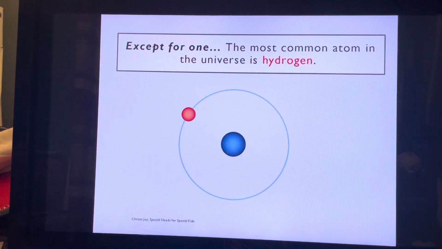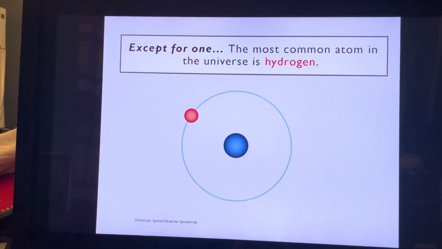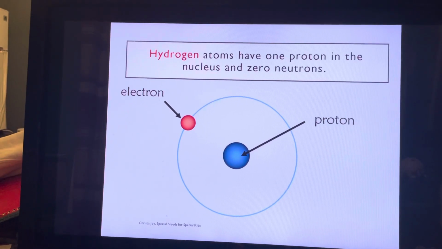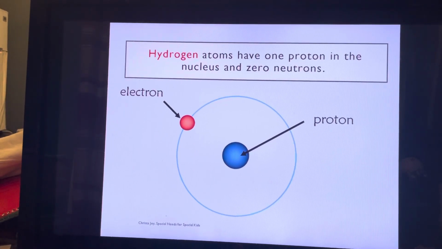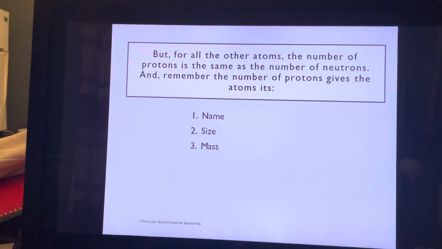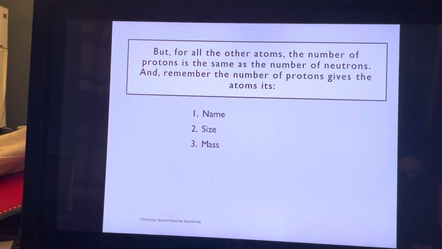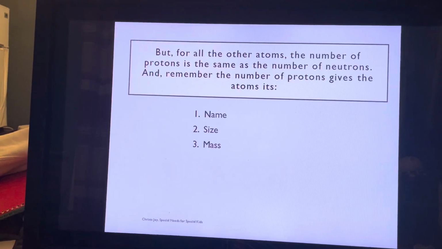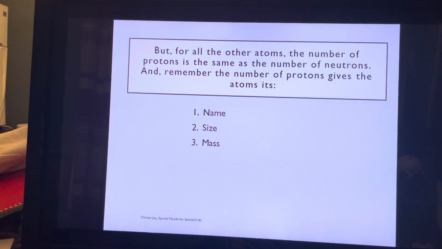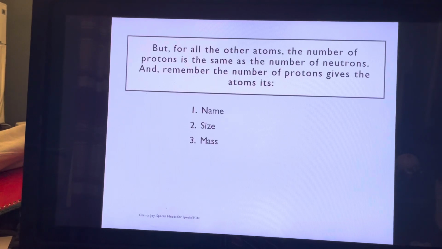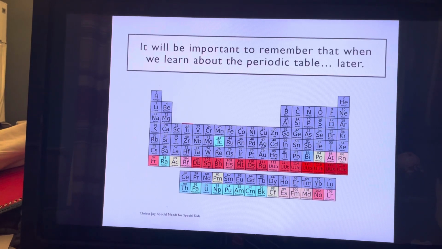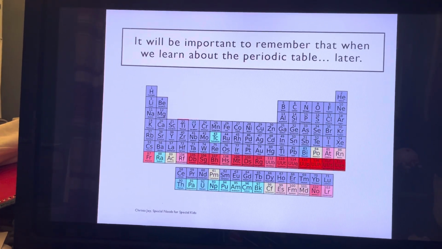Except for one, the most common atom in the universe is hydrogen. Hydrogen atoms have 1 proton in the nucleus and 0 neutrons. But for all other atoms, the number of protons is the same as the number of neutrons. And remember, the number of protons gives the atom its name, size, and mass. It will be important to remember that later when we learn about the periodic table.